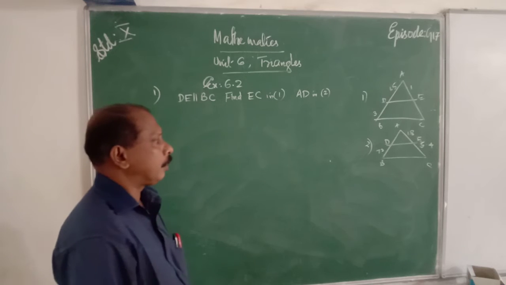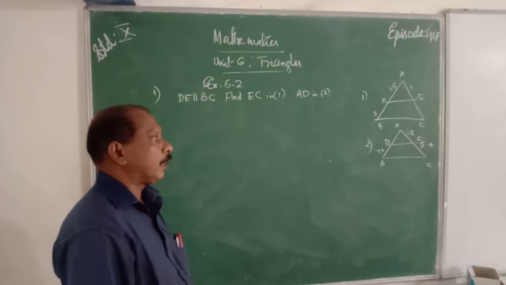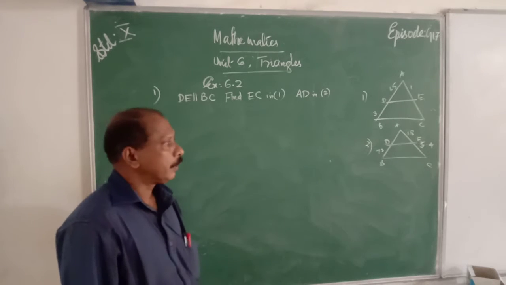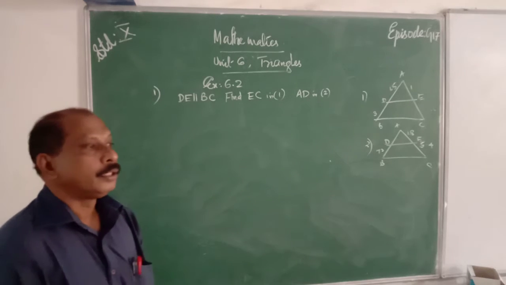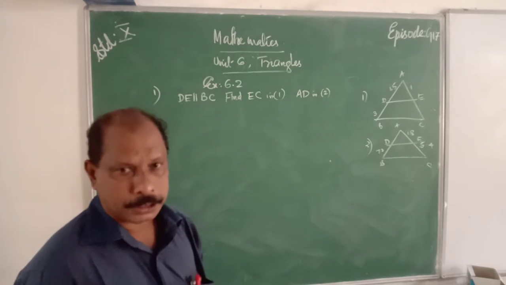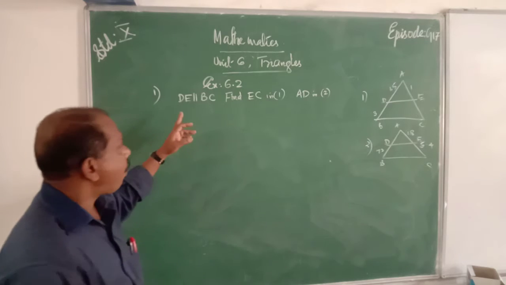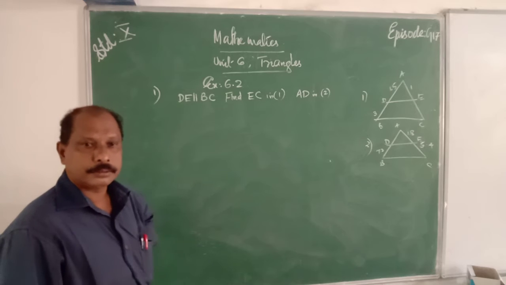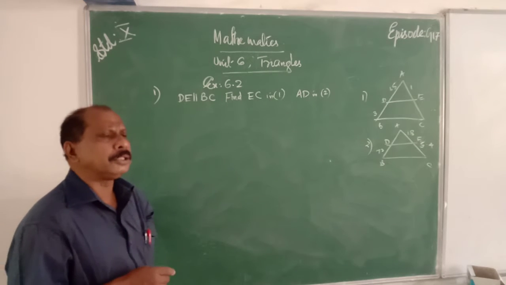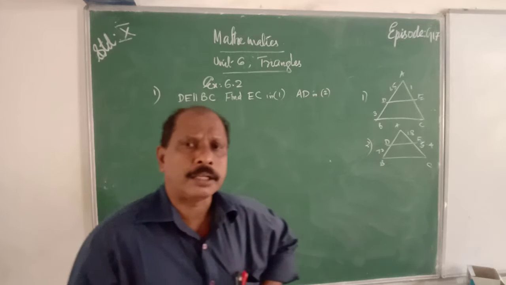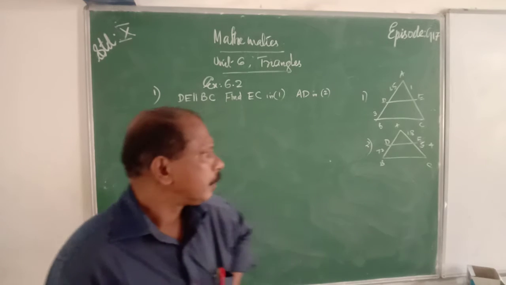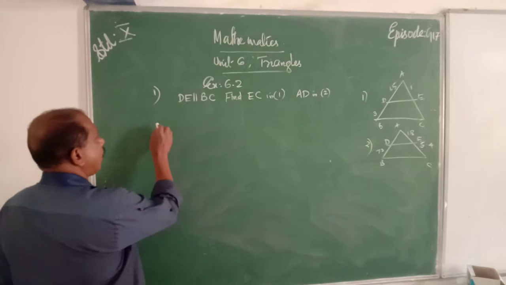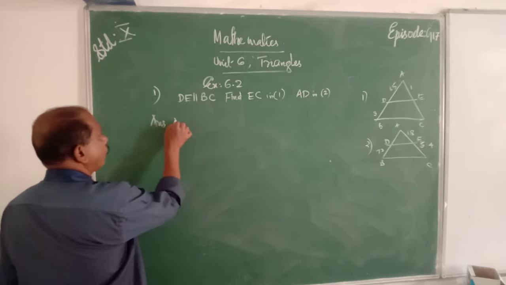The first one: there are two figures given, figure number 1 and figure number 2. They are two triangles, with sides A, B, B, C and this is A, B, C. Some measures of the sides are given in centimeters. Always, DE is parallel to BC. That is our condition. Therefore, since DE is parallel to BC, first of all we consider the basic proportionality theorem. In the first case, we can find out EC.